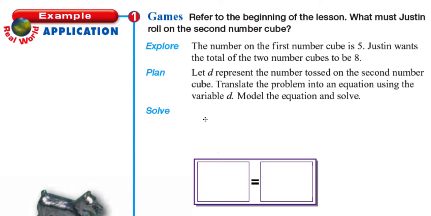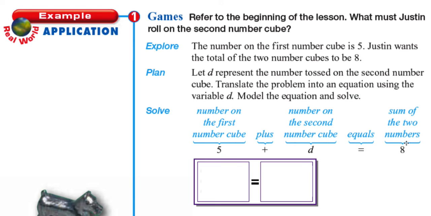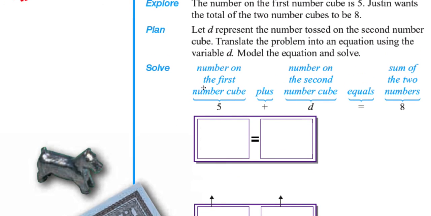So we know that the number on the first number cube is 5, and we add it to the number on the second number cube, which we represented as D, and this should equal the sum of the two numbers, which is 8. If we model this, the number on the first number cube is 5, so we have 5 counters, and D represents our cup, which can also be our variable. And 8 represents 8 counters as well.